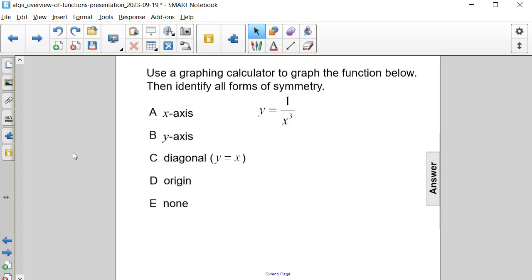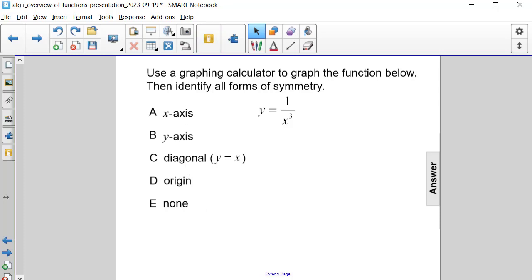Use a graphing calculator to graph the function shown below. Then identify all forms of symmetry. So we have y is equal to 1 divided by x to the third power. And we're going to determine if there is symmetry across the x-axis, y-axis, the diagonal y equals x, or the origin, or none of the above.